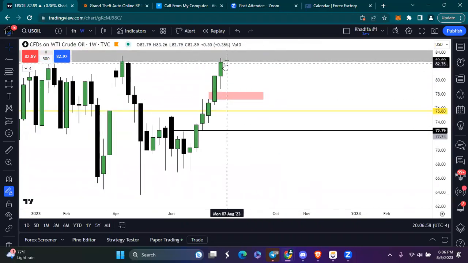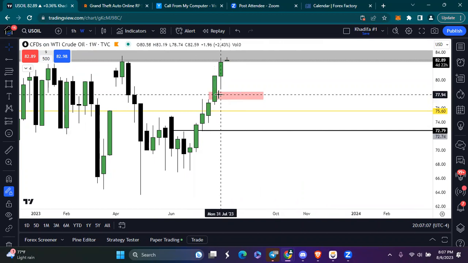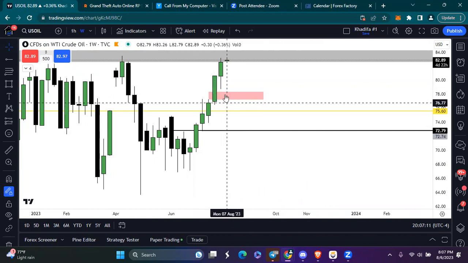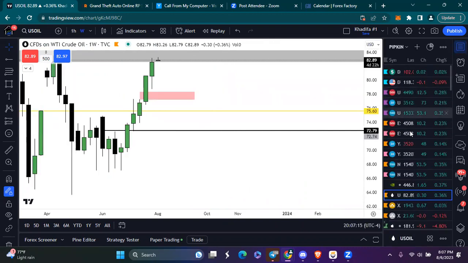Plain and simple. If we find resistance here, if we respect this level, then I would like to see us pull back down into this weekly fair value gap that we see shaded right here, this pink shaded area. So that's what I got for oil.